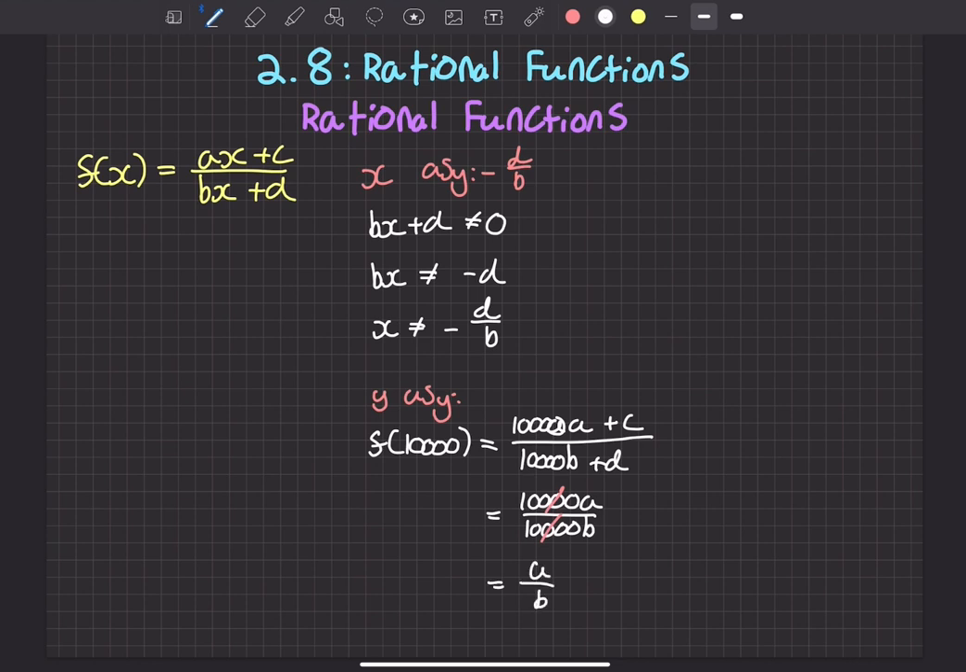Now, your graph is never going to touch the value of a over b. It will get really, really close to touching it, but it will never actually touch it, right? Which is why it's an asymptote. So the y-asymptote is a over b.